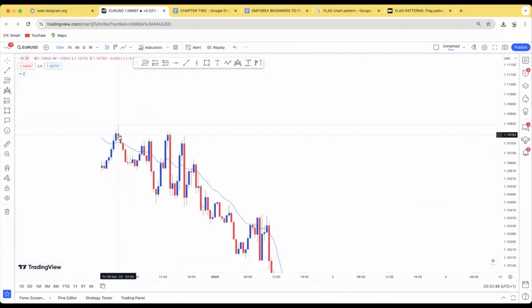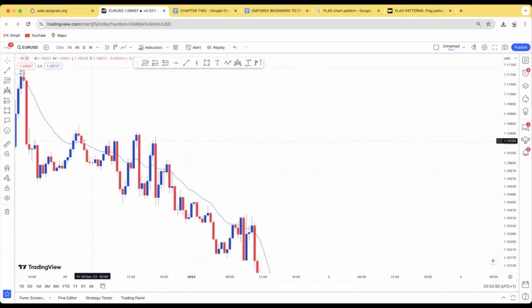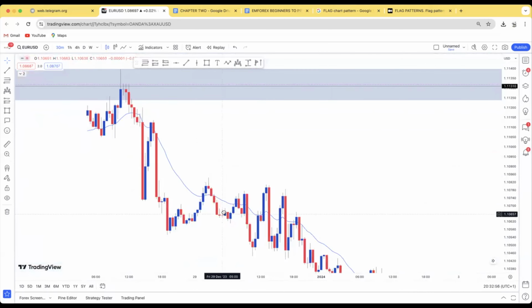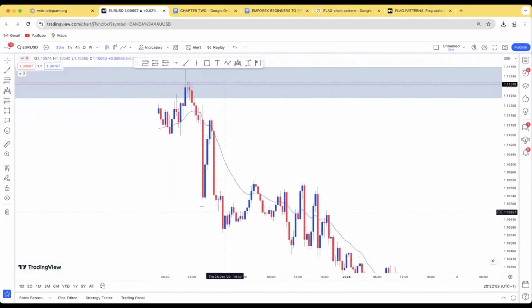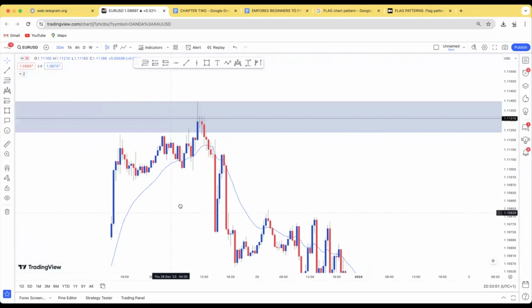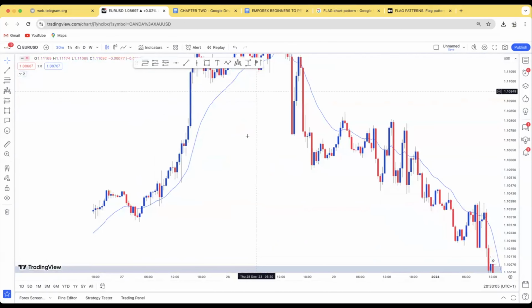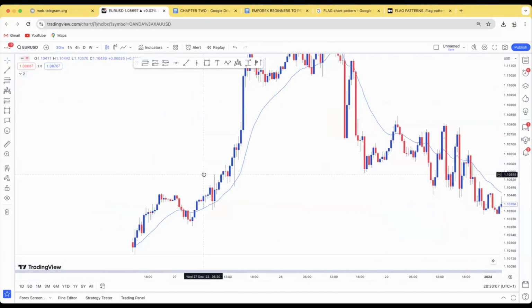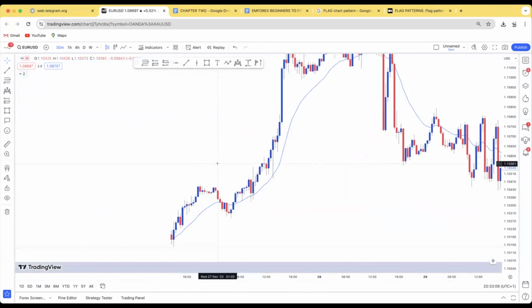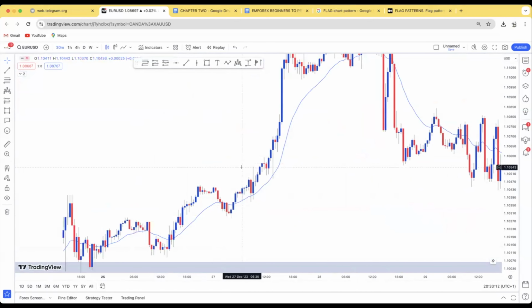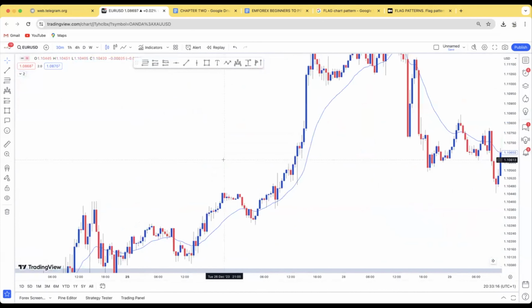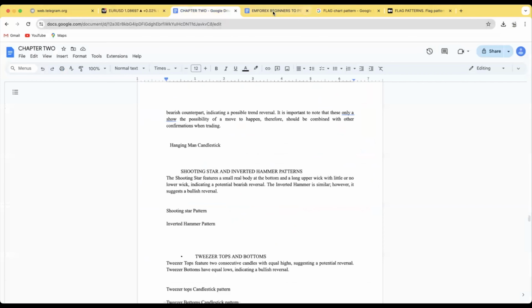Something like this. This is a shooting star here. That's a longer wick, a smaller body. So this type of pattern is what we're actually looking out for. Let's still check out others. It's not just only that one. But due to time, you can still personally go through it.